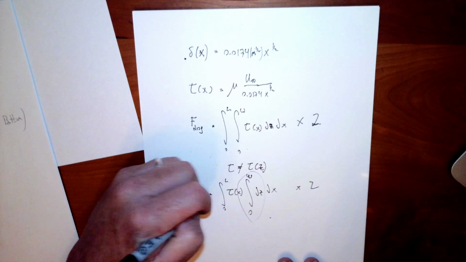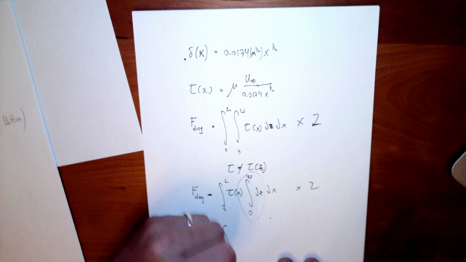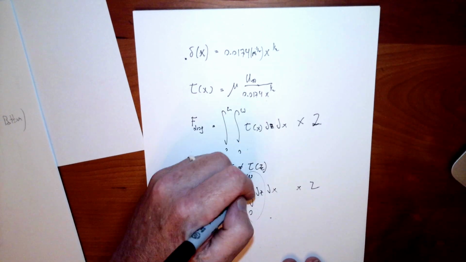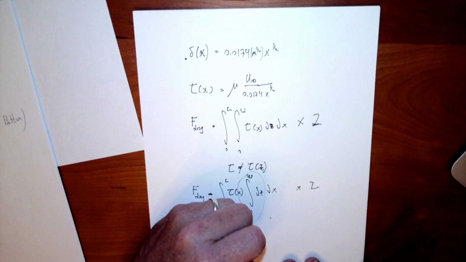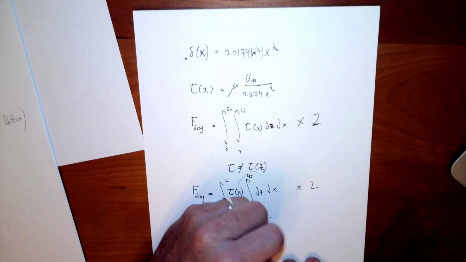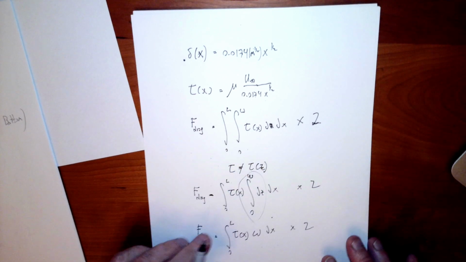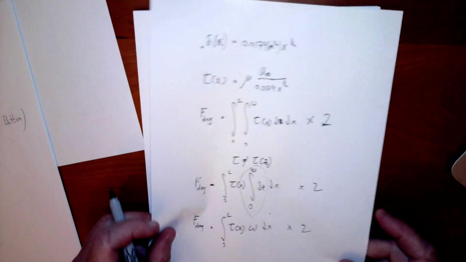So the drag is equal to the integral from 0 to L of tau, which is a function of x. This integral, which is just dz, evaluated at w and 0, is just w, and then dx, and then that's all times 2. So I'm going to pull that w out. That doesn't need to be in there either, because w is not a function of x.